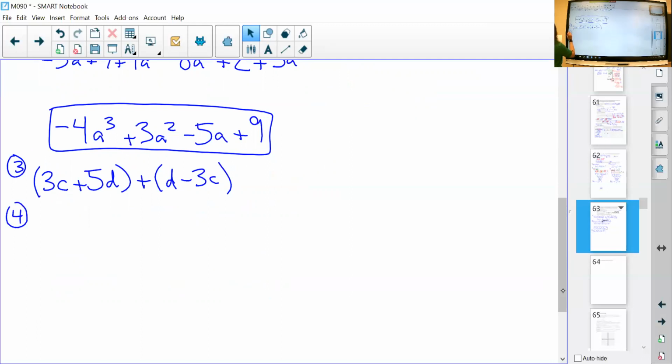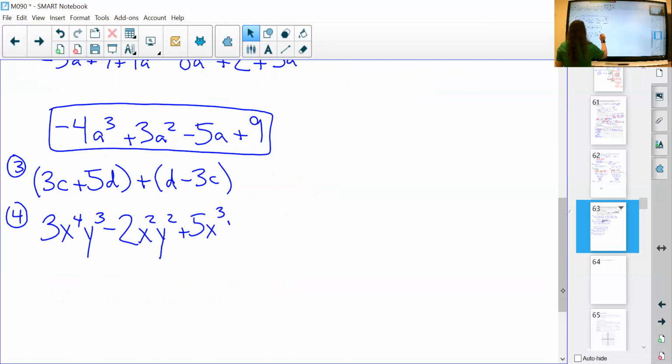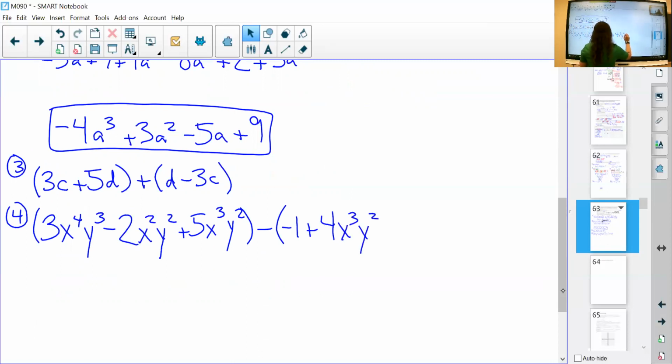Example 4. 3x to the 4th y cubed minus 2x squared y squared plus 5x cubed y squared. I want to take all of that and subtract negative 1 plus 4x cubed y squared minus 2x to the 4th y cubed minus 2x squared y cubed.